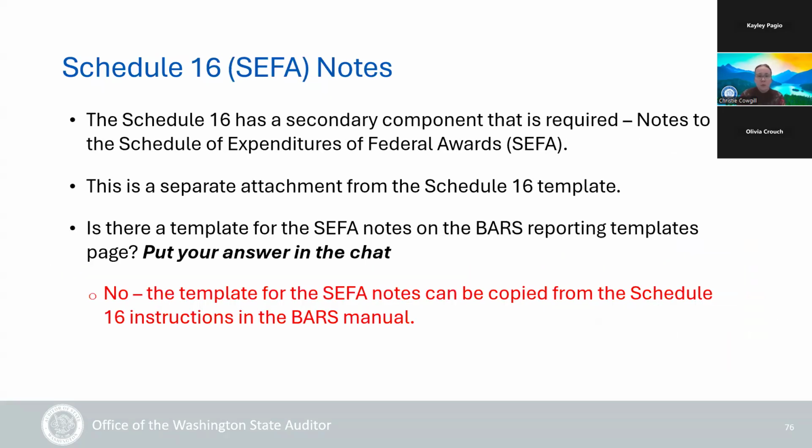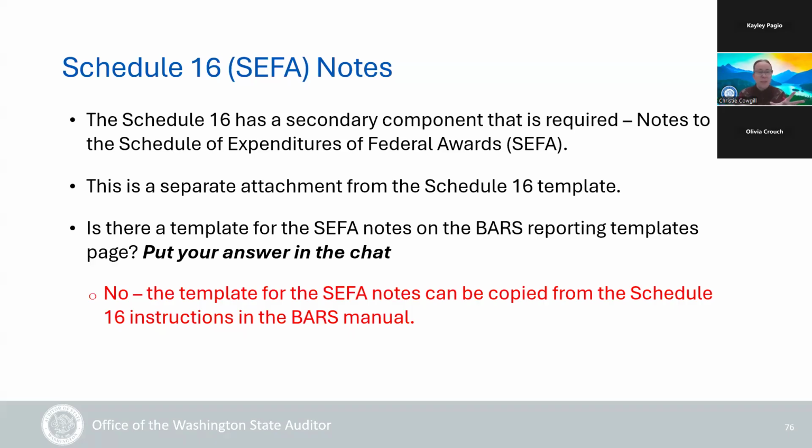Which leads us to our next part, which is the Schedule 16 secondary component that is required as part of the annual report, which is the notes to the CFA. This is separate, and it is a separate form than the Schedule 16 template, and it is attached separately within the annual filing system.